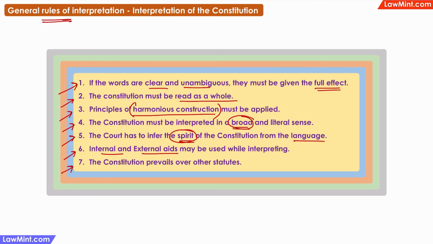And the seventh rule is that the Constitution prevails over all other statutes, which means that the Constitution is the supreme law of the country and all other statutes and laws must adhere to the framework and the limits set by the Constitution.